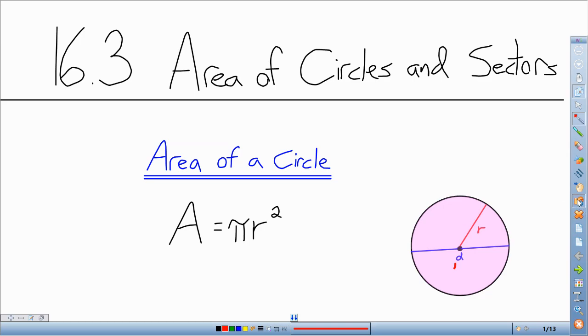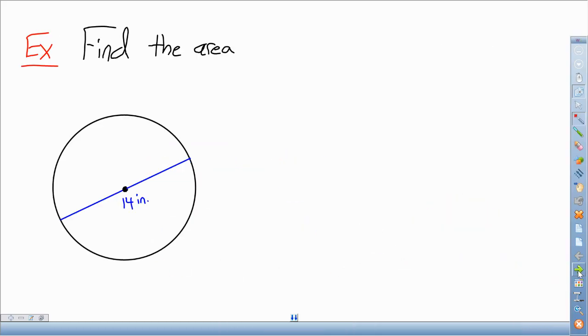Okay, so that's what we're going to start out with, and then eventually we're going to get into finding the area of sectors of a circle, which are just parts or pieces of a circle. But first let's try this out. Go ahead and copy this and we'll find the area of this circle.